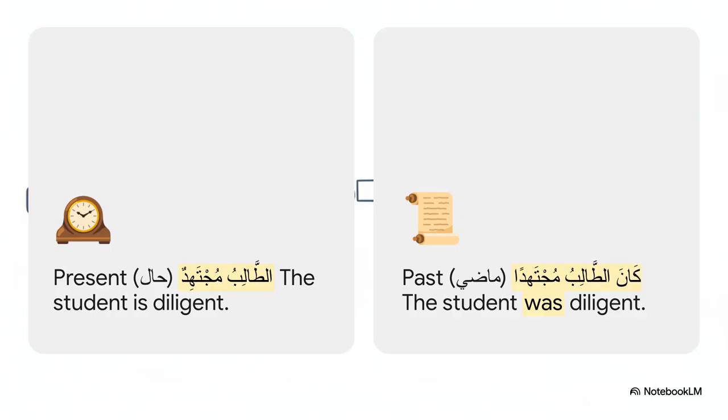While in English, you just pop in the word was. Simple enough. But in Arabic, when we add the verb kana, something really fascinating happens. Take a close look at the second word. See how mujtahidun becomes mujtahidan? That one tiny change to the ending is the whole secret. It's the key to unlocking time in Arabic, and that's exactly what we're going to break down today.